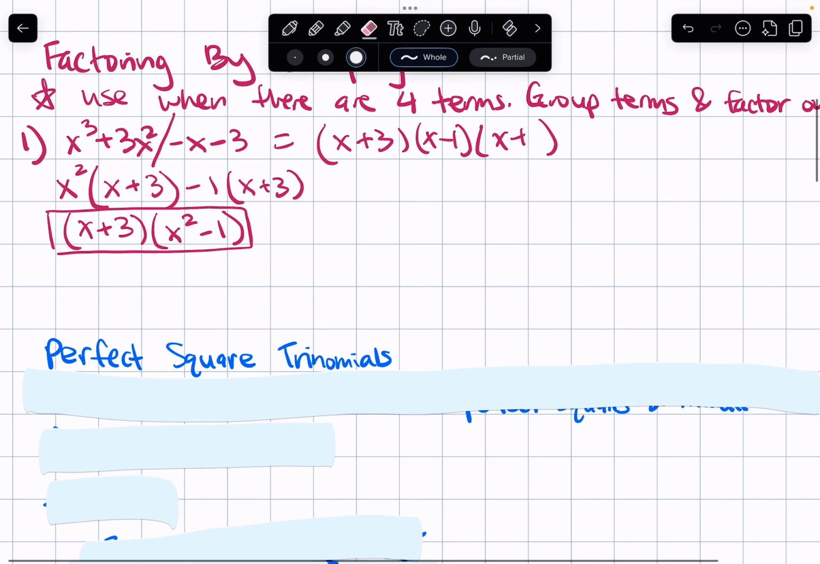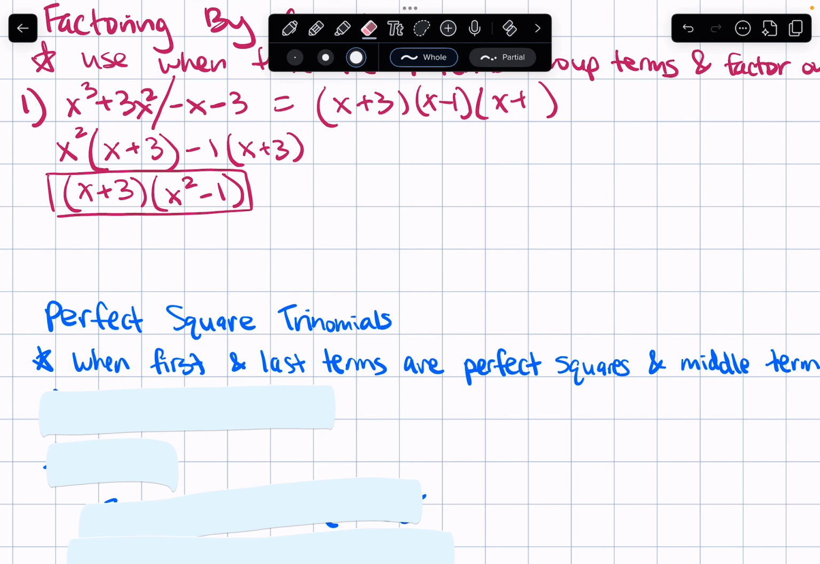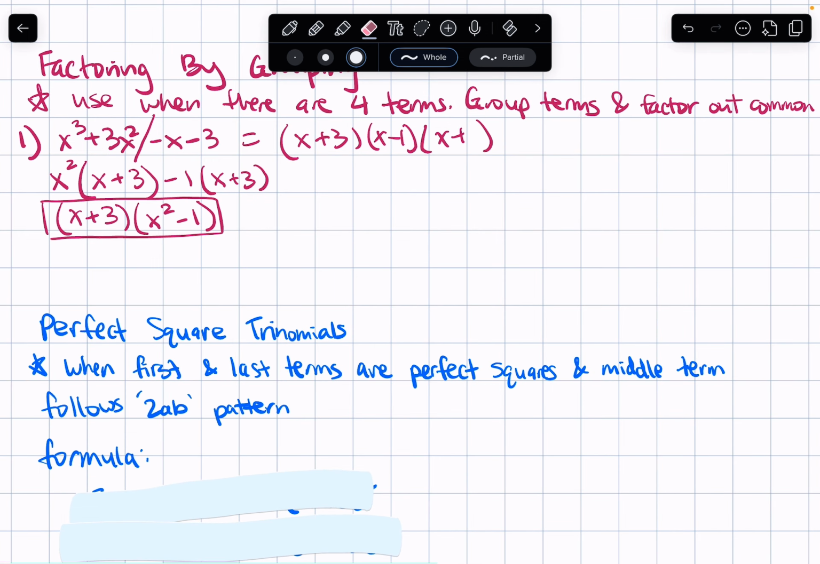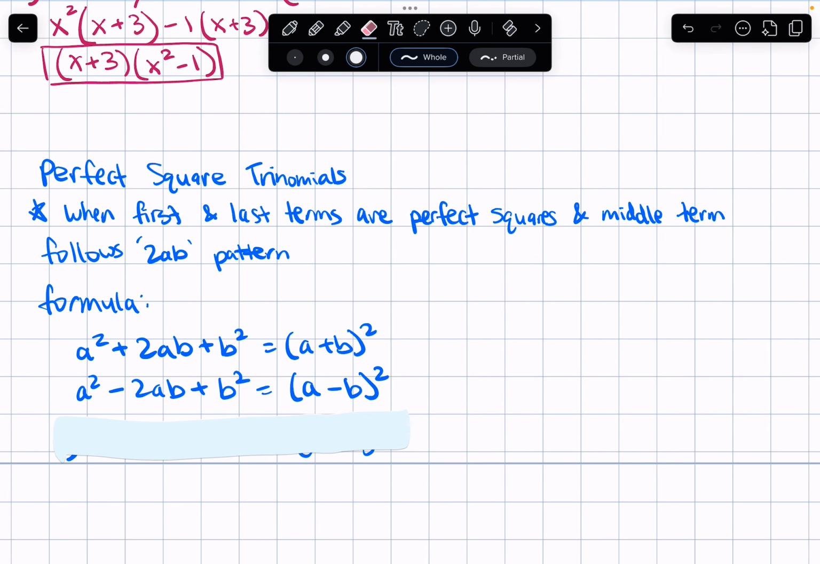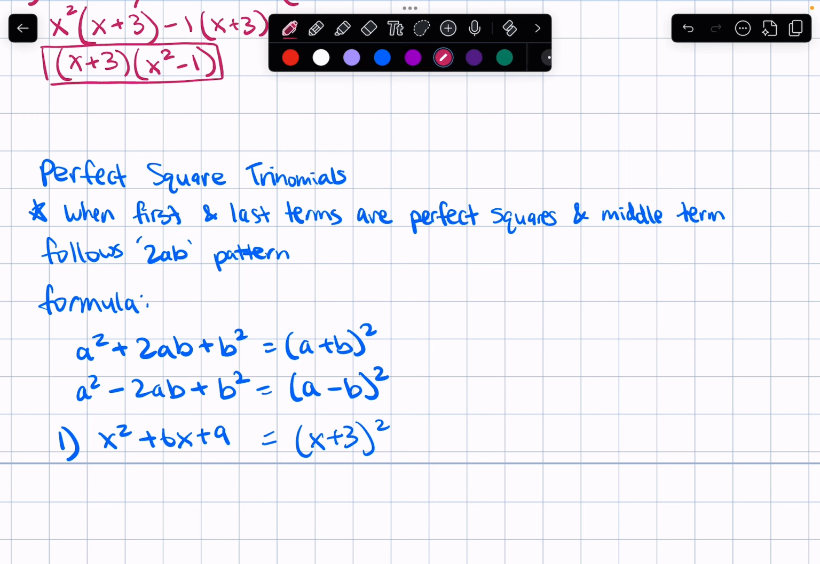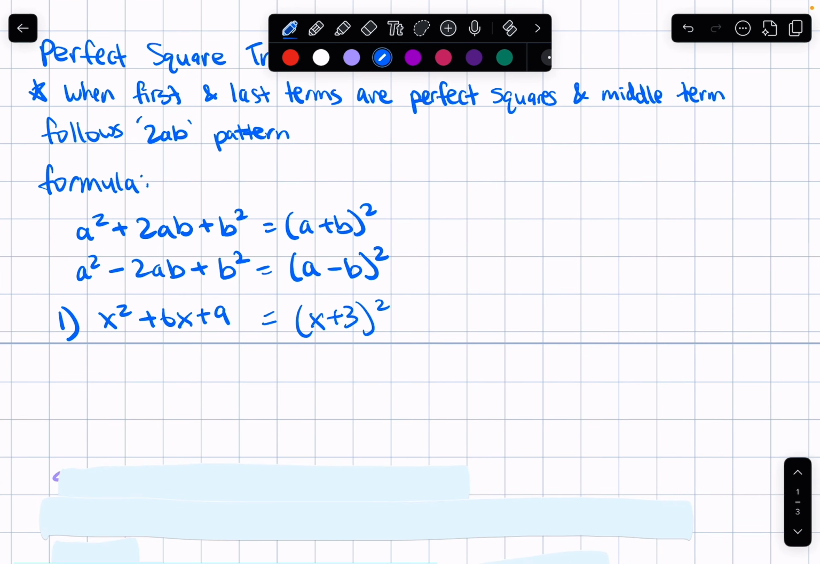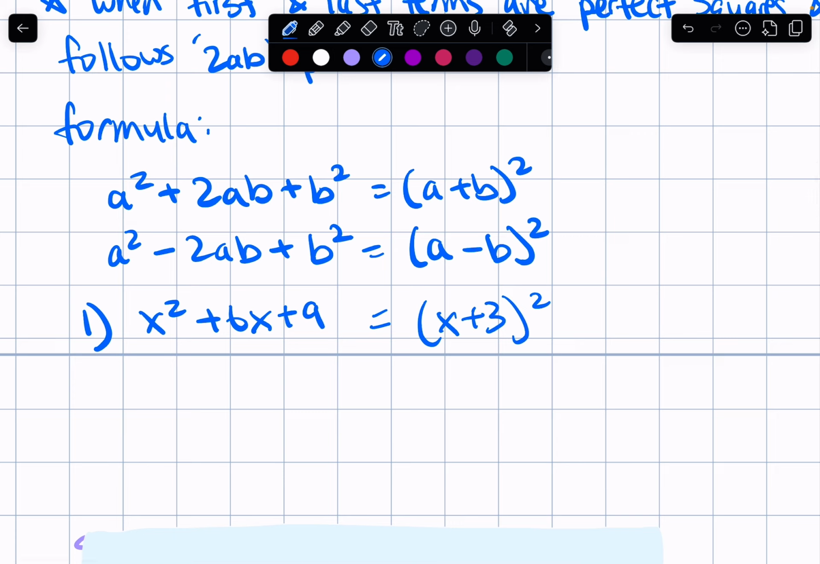The next one, perfect square trinomials. This is when the first and last terms are perfect squares and the middle term follows the 2AB pattern. So this is the formula: A squared plus 2AB plus B squared is equal to A plus B squared. And if it's A squared minus 2AB plus B squared, then the equation simplifies to A minus B squared.